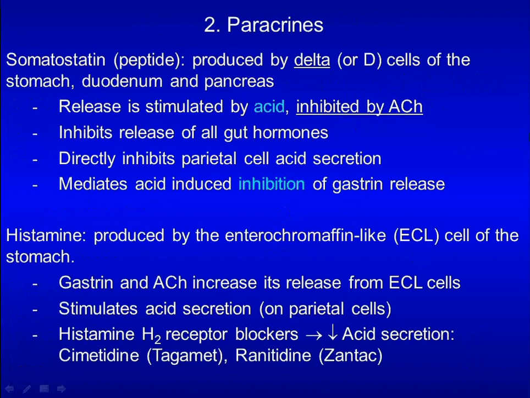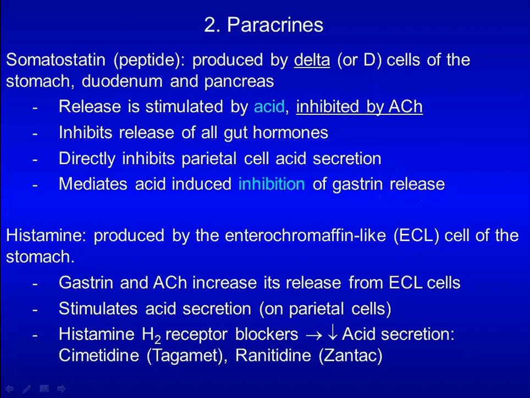Now, let's look at the paracrines. First one is somatostatin. Somatostatin is produced by delta cells, or D cells, of the stomach, duodenum, and pancreas. Release of somatostatin is stimulated by acid, inhibited by acetylcholine. Somatostatin inhibits release of all GI hormones. It directly inhibits parietal cell acid secretion. It mediates acid-induced inhibition of gastrin release.